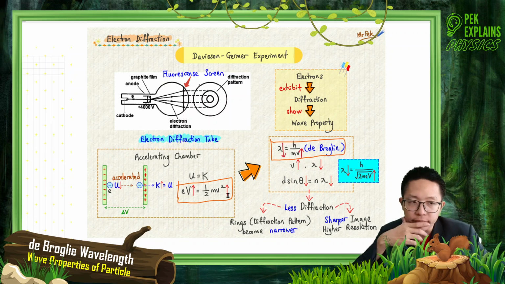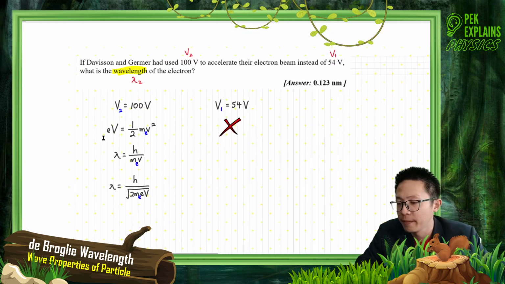So just use these 2 equations. First, you substitute the voltage V into here. Find the velocity of the electron. Once you have the velocity of the electron, you substitute it into the de Broglie equation, velocity here. For the mass, just put the mass of electron because we are using electron. Then you can find the wavelength. So these are the 2 formulas.